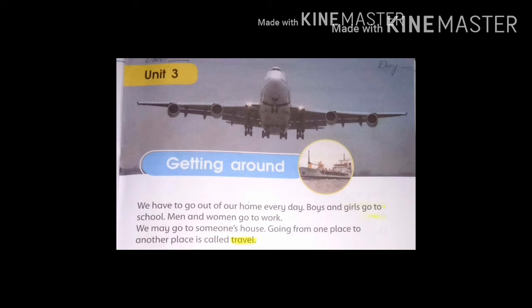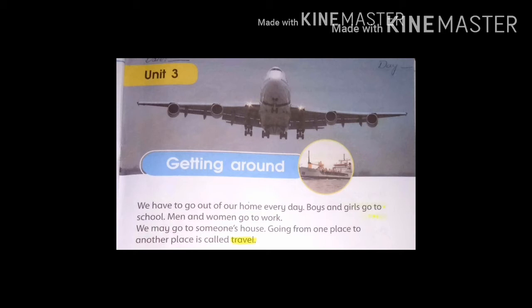We have to go out of our home every day. Boys and girls go to school. Men and women go to work. We may go to someone's house. Going from one place to another place is called travel.